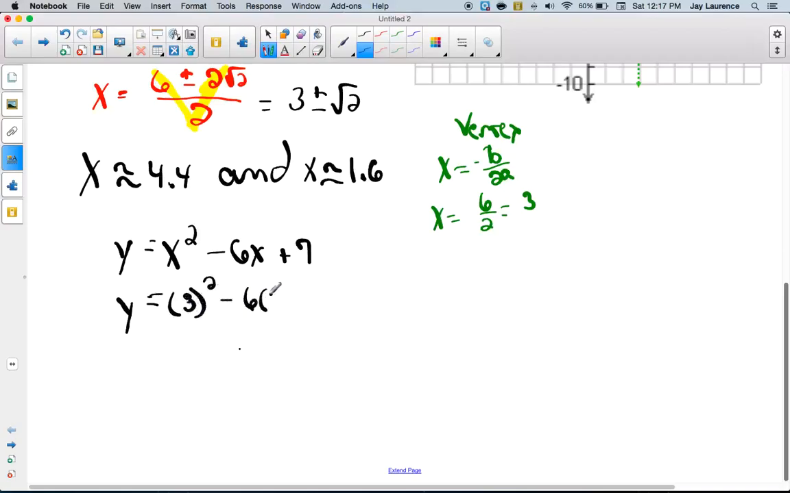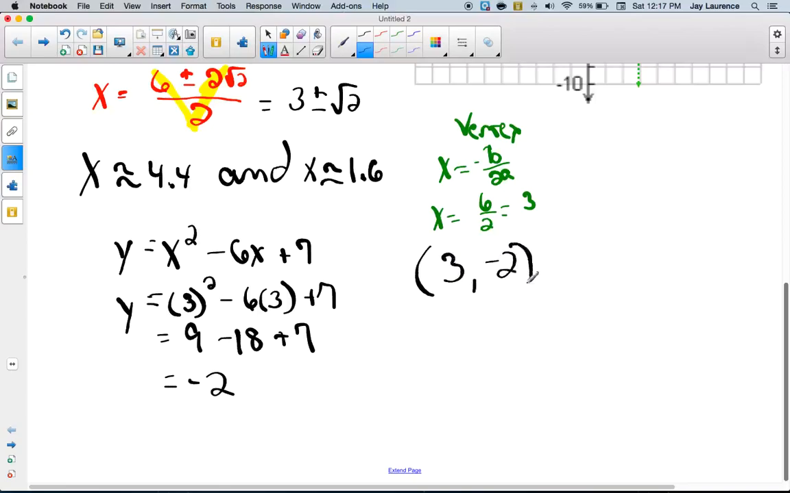Six times 3 plus 7. And so now I'm going to get 9 minus 18. And remember, I told you this middle one ends up being twice as big as the first one often. Plus 7. All right, how many positives do I have? 16. How many negatives? 18. The answer must be negative 2. So the vertex is going to be located at 3, negative 2.